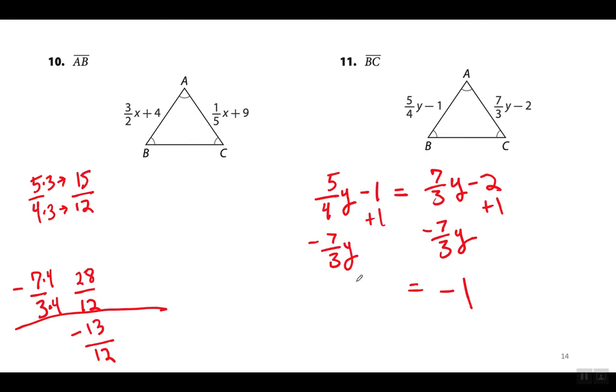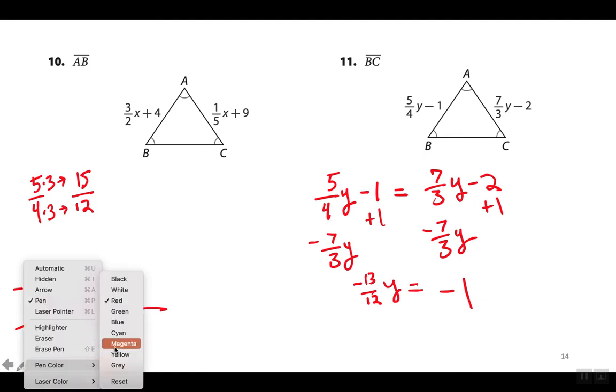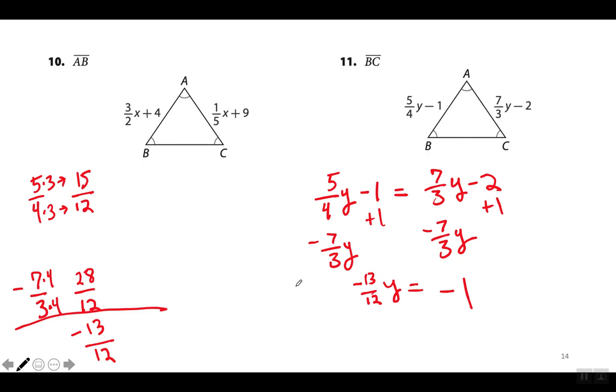And there was a y in the back. So negative 13 over 12y equals negative 1. So again, use my technique. The easiest way to get rid of that fraction is to multiply both sides by the reciprocal of this fraction. La manera más fácil de quitar esta fracción es multiplicando los dos lados por el recíproco de esa fracción.